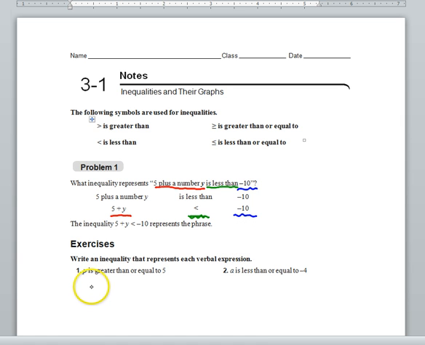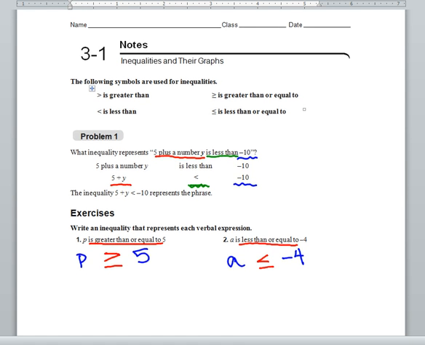Let's try number 1. P is greater than or equal to 5, so we're going to write the P. Then the sentence says, is greater than or equal to. So that translates into the symbol that opens up to the left, points to the right, is greater than or equal to. And then we write the 5. For number 2, A is less than or equal to negative 4. Remember, you can always pause the video if you need some more time to copy down examples.